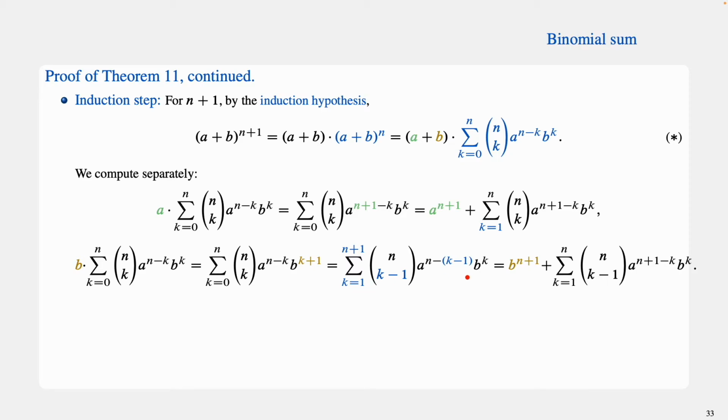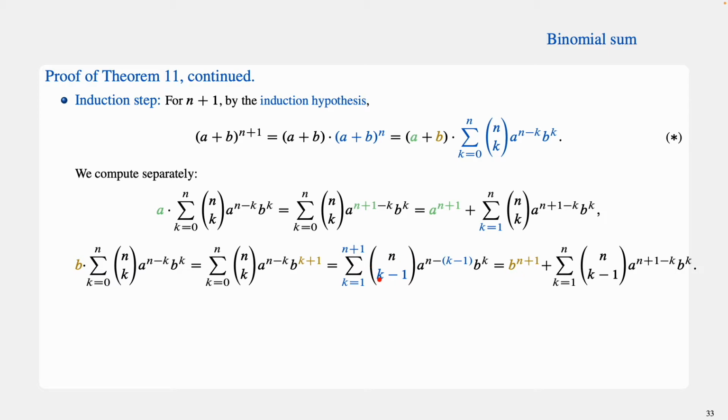What happens then? The k plus 1 becomes k, and the k's here are replaced by k minus 1. So this becomes the sum from k equal to 1 up to n plus 1 of (n over k minus 1) times a to the power of n minus k plus 1 times b to the power of k. And now I do something similar to what I did here. I take out the n plus first summand, so the last summand in this sum here, which is just b to the power of n plus 1.